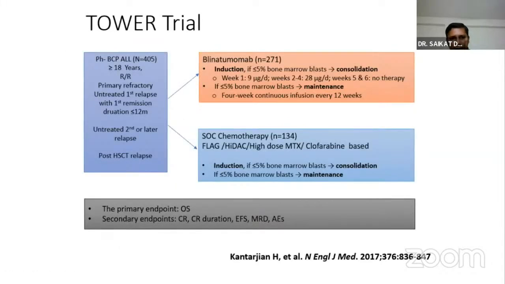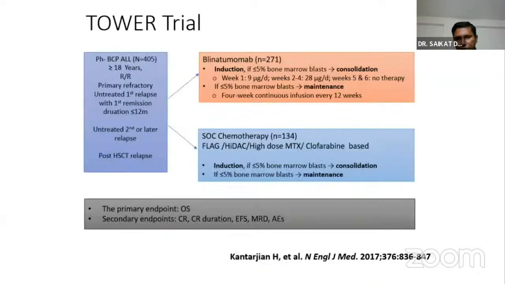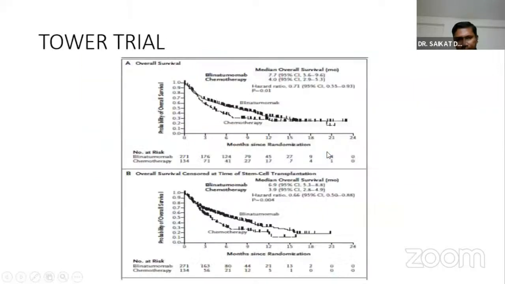This is the TOWER trial, which compared blinatumomab with standard chemotherapy in Philadelphia-negative B-cell ALL adult patients. They may be in first relapse or second relapse. This phase 3 trial showed a median overall survival of 7.7 months in the blinatumomab group and only 4 months in the standard of care group. In the standard of care group, they used FLAG, HiDAC, high-dose methotrexate, and clofarabine-based regimens.